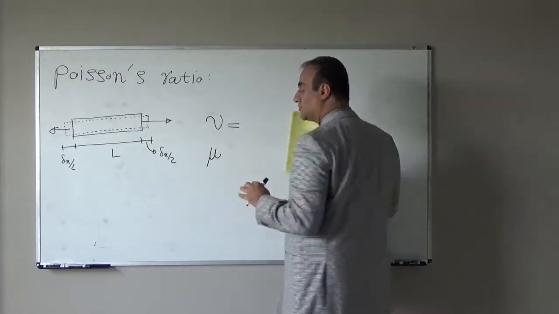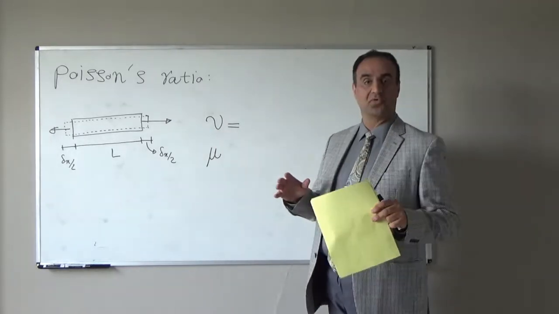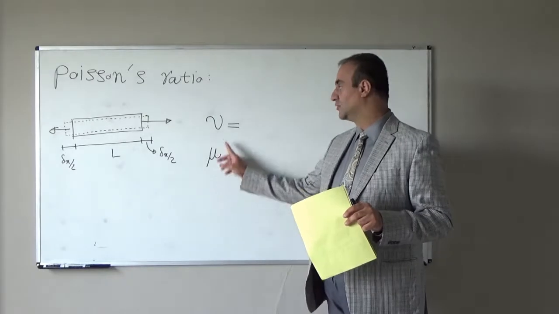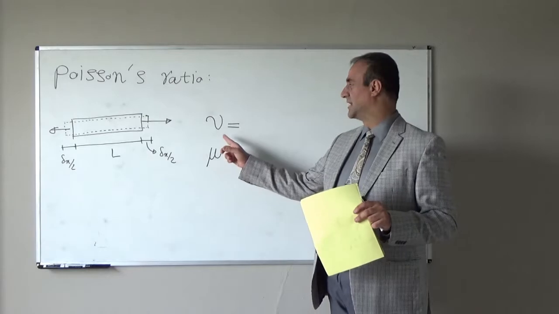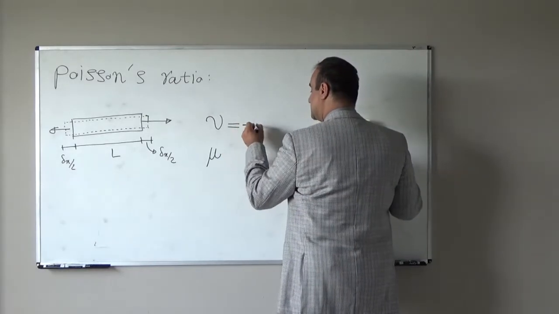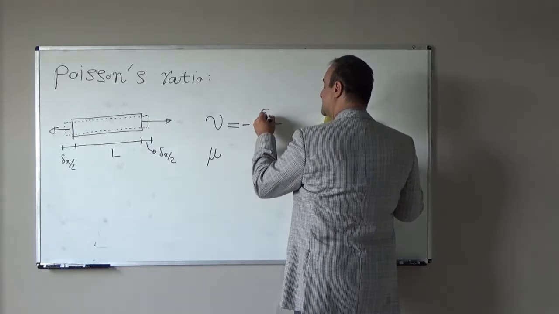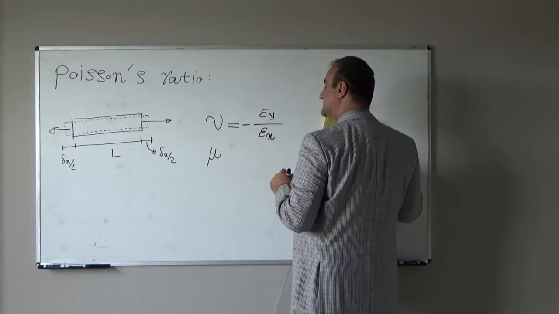In some textbooks you will see it with nu. In other, older textbooks, they show it with mu. You can see both of them. Here in this course I will show it with nu. Poisson ratio is negative lateral strain divided by axial strain.